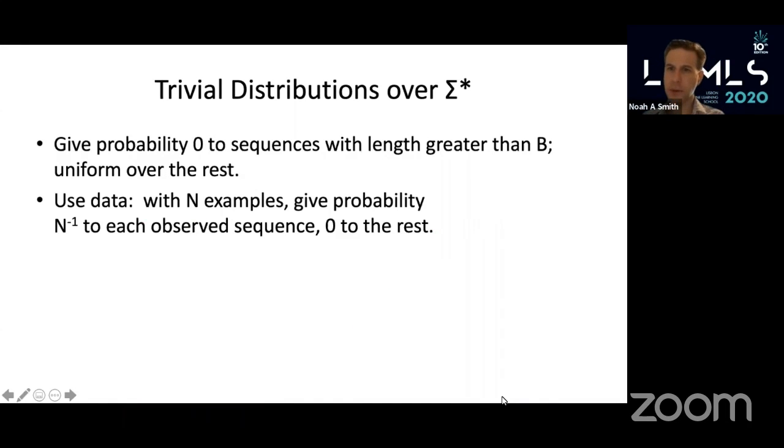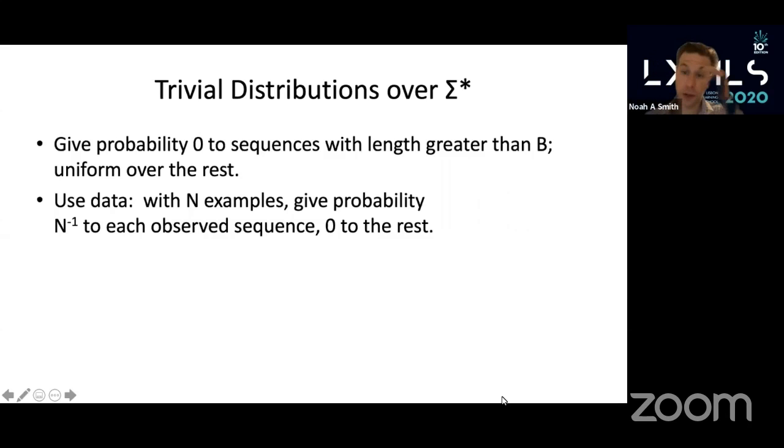Okay, so I like to start out when we tackle a hard problem, like how do we build a distribution over sigma star, with simple, perhaps slightly stupid solutions. So I'm going to give you a couple trivial distributions so that you understand why we build the things we build. So here's a very simple thing you can do. You can just say there's a max length, B, and any sequence that's longer than B gets 0 probability, and then define a distribution over everything that's left, everything that's B or shorter, sequence symbols long, give it a uniform distribution. It works, right? It will sum to 1.